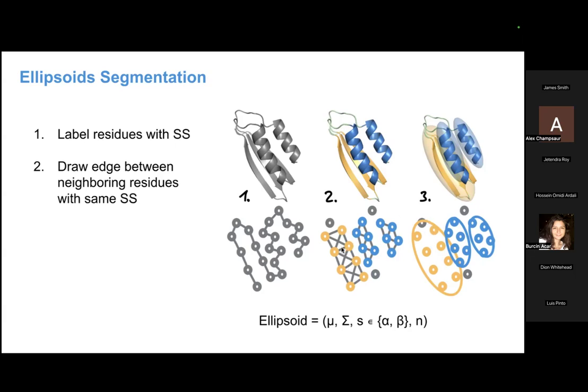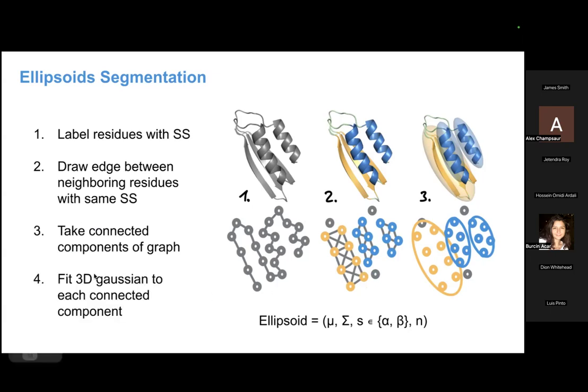Then we end up with these graphs here, right? Where we have some connected components. And then we take these connected components and say that each one of the connected components belongs to an ellipsoid. And then last we obtain the ellipsoid by fitting a 3D Gaussian to the 3D point cloud of that connected component. And then you have your mu and your sigma to have your shape. And of course, we also know what the secondary structure type is and the number of residues in that ellipsoid.